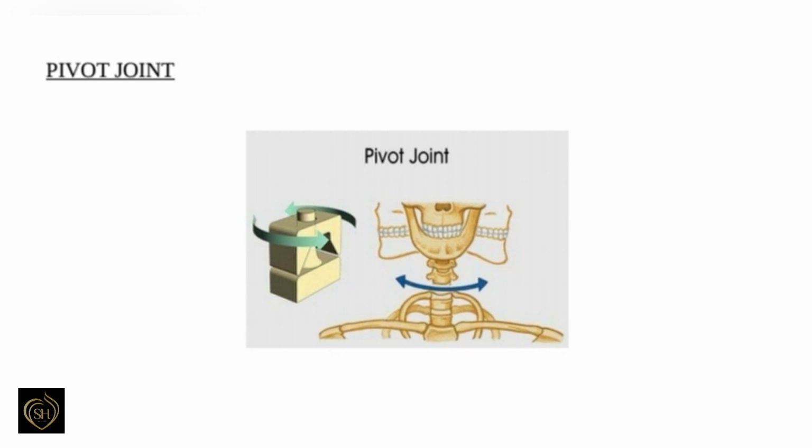Third one, pivot joint. In this type, one of the two bones is always fixed while the other is able to move freely over the former. So, the movement is confined to rotation around the pivot. The articulation of the first vertebra with the second vertebra is an example of a pivot joint.